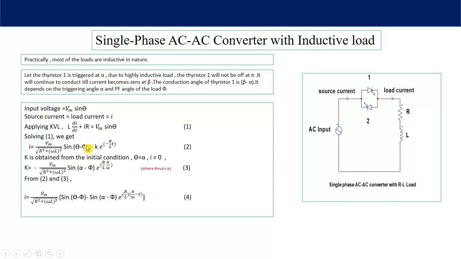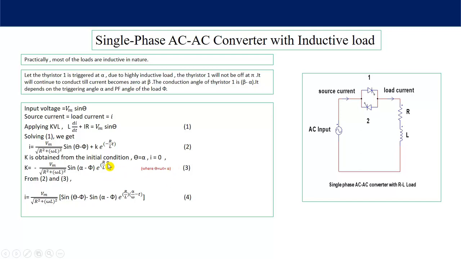Now this constant K we will find based on the initial condition: at theta equal to alpha we are triggering thyristor number 1, and from that point the current starts building. So you can assume that at theta equal to alpha the current is 0. Just put i equal to 0 here and you will get the value of K, which is equal to minus Vm by root under R square plus omega L whole square, sin of alpha minus phi, e to the power R by L into alpha by omega. Here theta is equal to omega t is equal to alpha, so t is equal to alpha by omega.